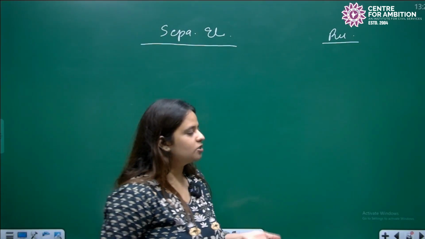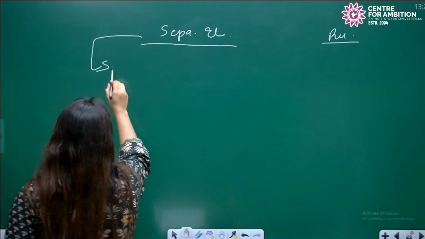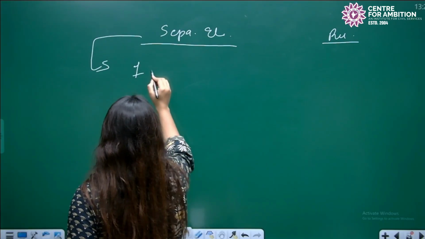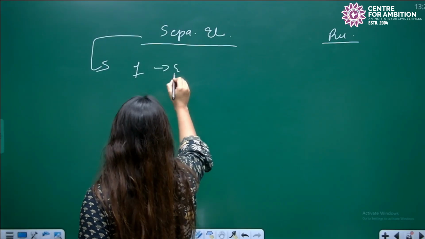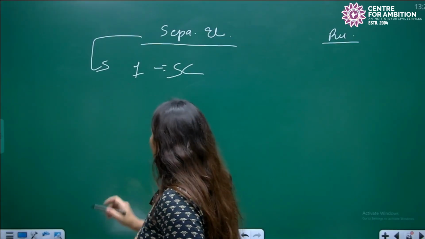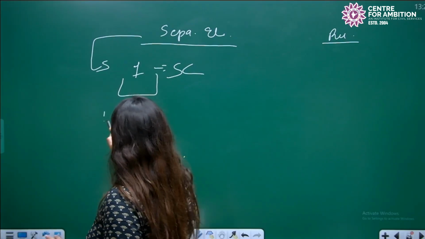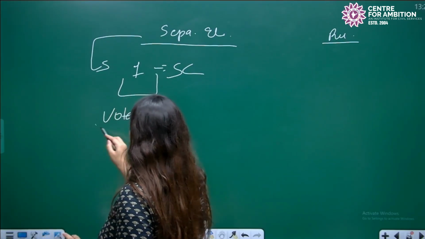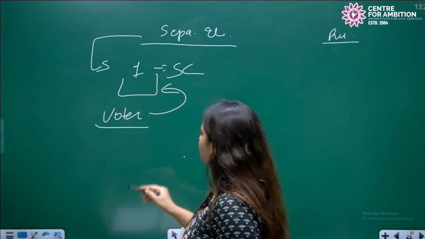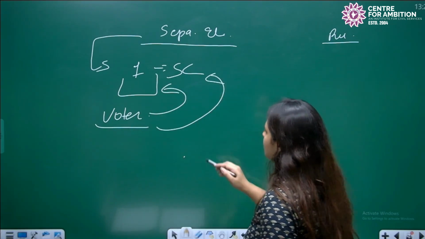So when we come to separate electorate, it was a concept that, for example, one candidate is from the SC category, so if the candidate is from the SC category, then the people who will vote for this candidate will be from the same category. Okay, this is separate electorate.